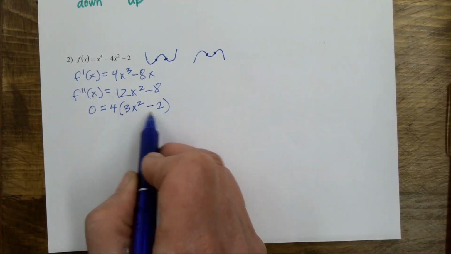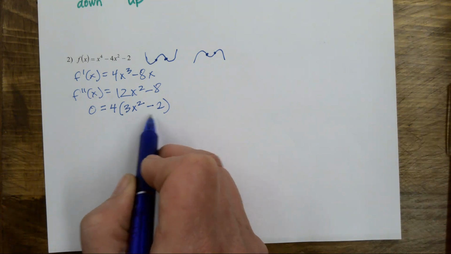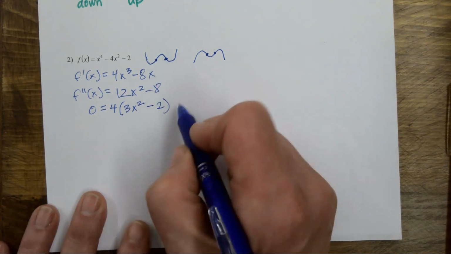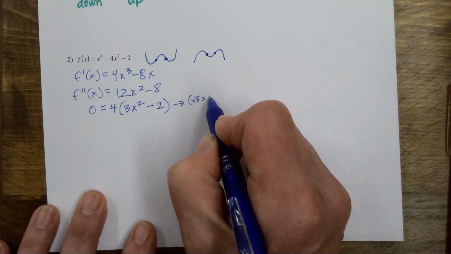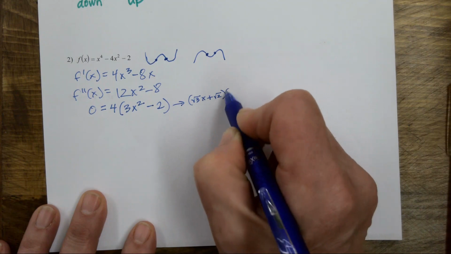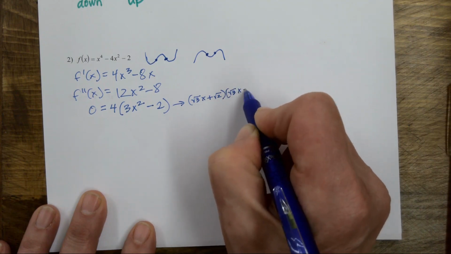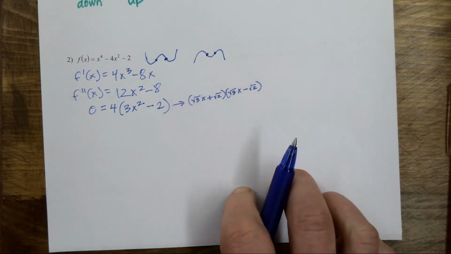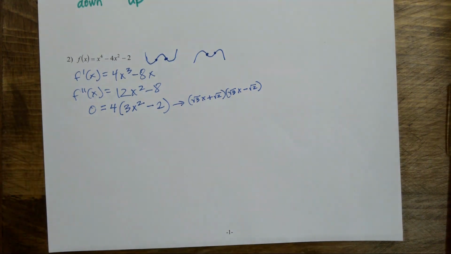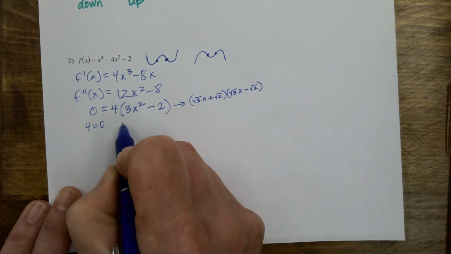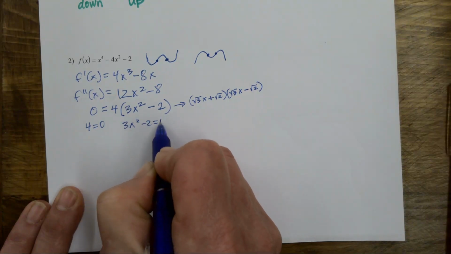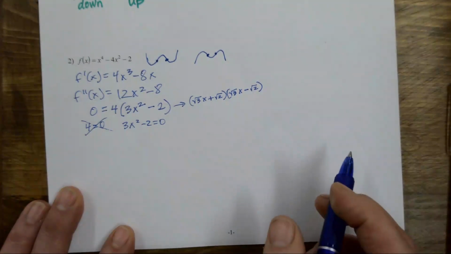I could factor this as a difference of squares. This is the square root of 3x plus the square root of 2 and the square root of 3x minus the square root of 2, that's a really ugly difference of squares. So my other alternative is to take both my factors and set them equal to 0. When does 4 equal 0? Never.